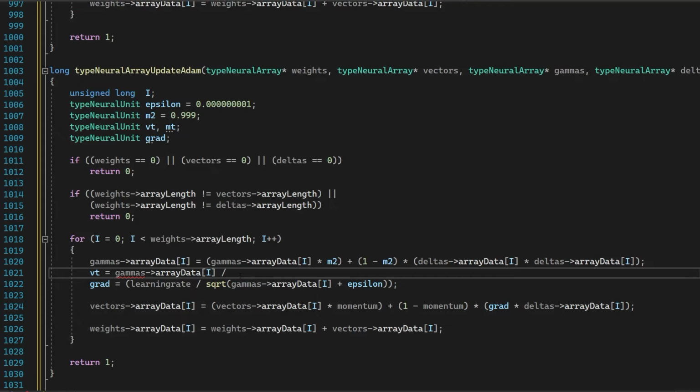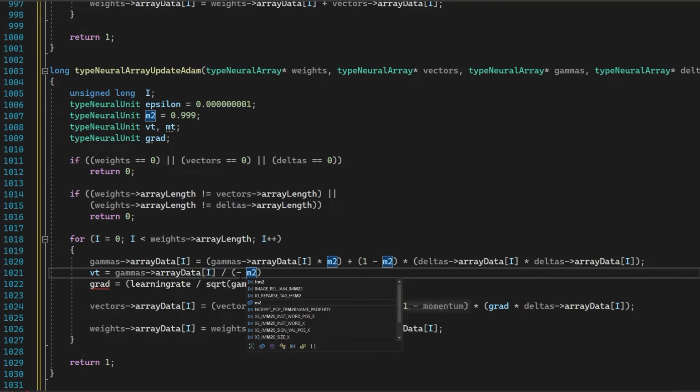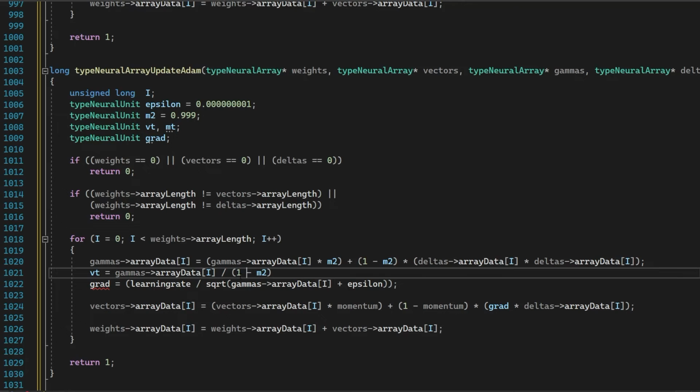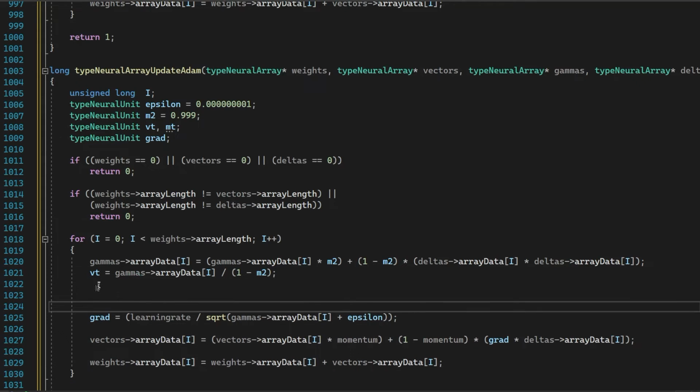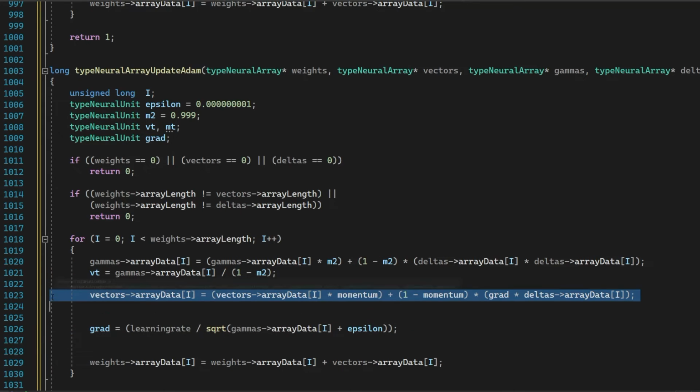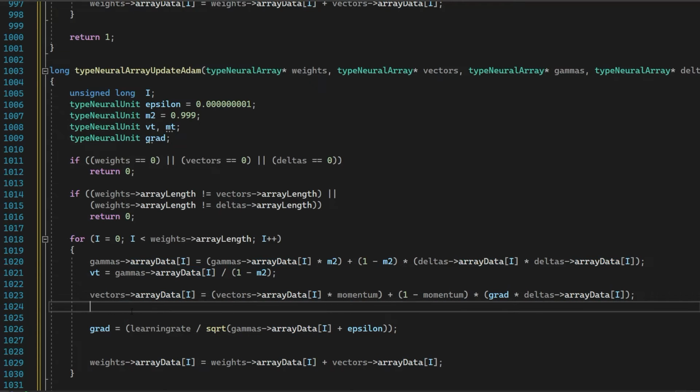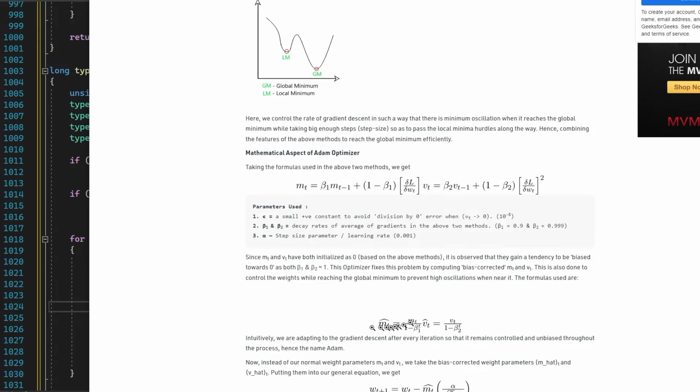Okay, beta_t is 1 minus momentum. Yeah, 1 minus M2. Why is it 1 minus M2? Yeah, it's really getting hard to figure out. 1 minus M2. Okay, we got beta_t. Okay, gammas. Now we have vectors. We're supposed to divide by our performance. Adaptive gradients.